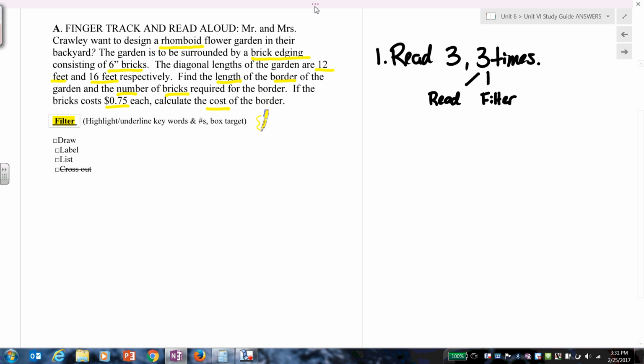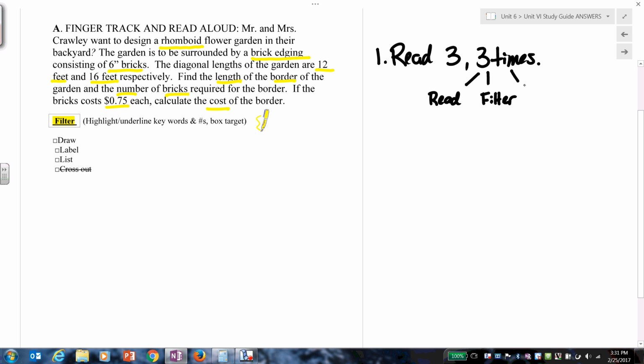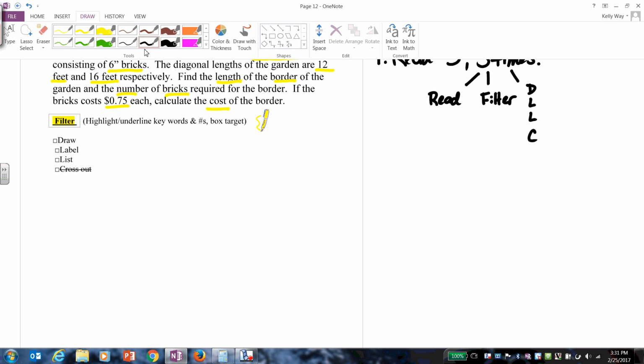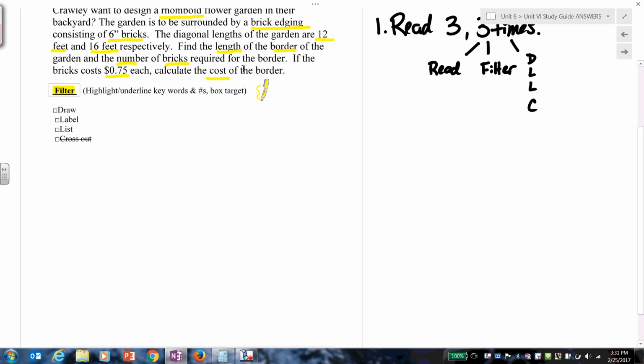That's filter. Then last time is that we draw, label, list, cross out. Draw, label, list, cross out. That's this step. 1 step at a time. We're going to draw ourselves a rhombus. As we draw this, we're going to cross items out.